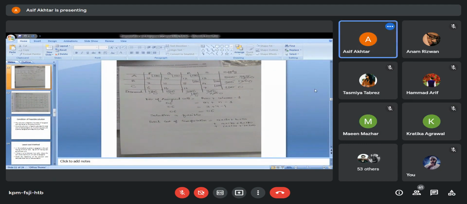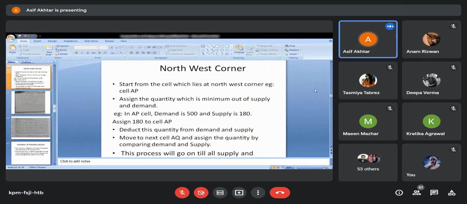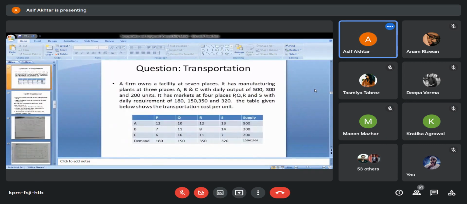Okay. So a quick reminder of what I have discussed: the northwest corner. The problem under consideration is the one I discussed with you. What are the key steps? The first and foremost step, whenever a transportation problem is given to you, is to convert the information into tabular form. Then step number two is writing the supply and demand.